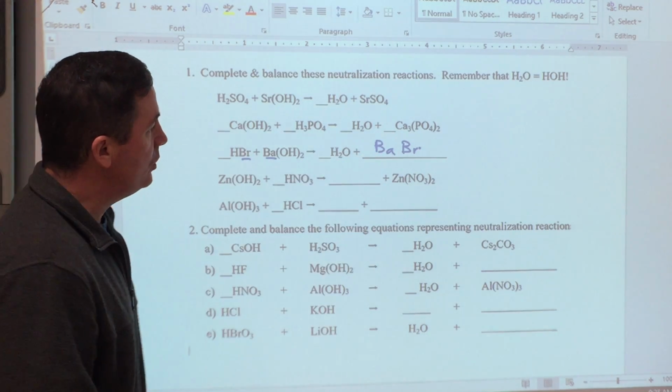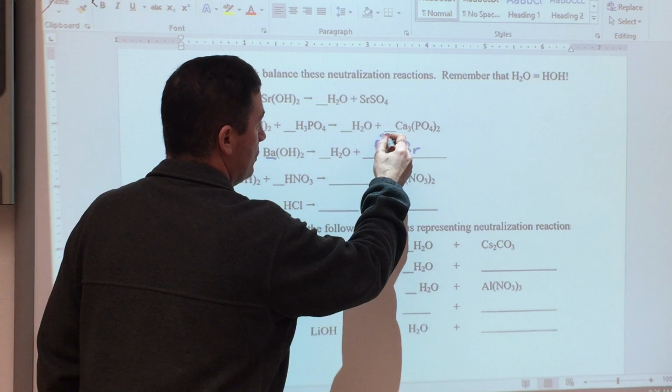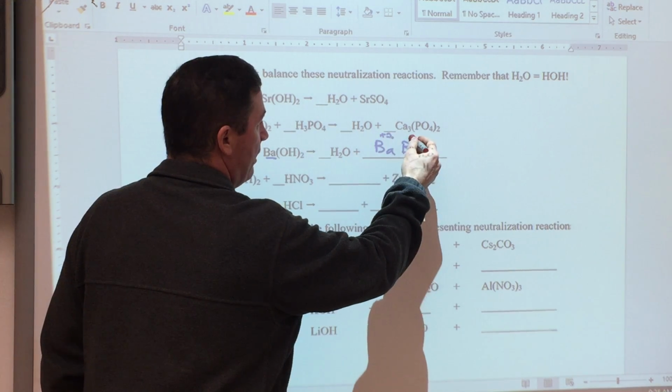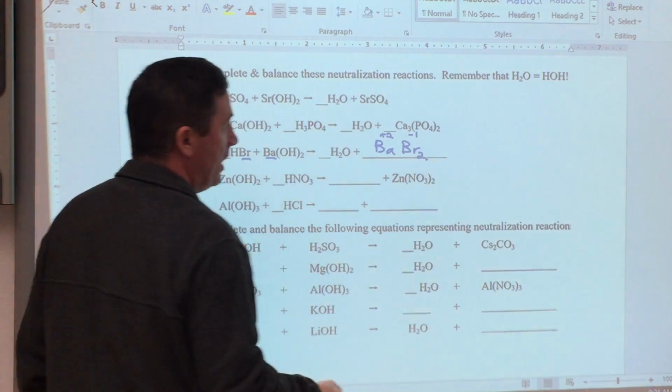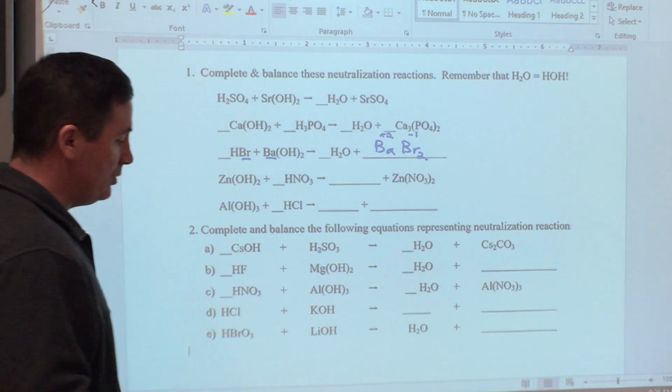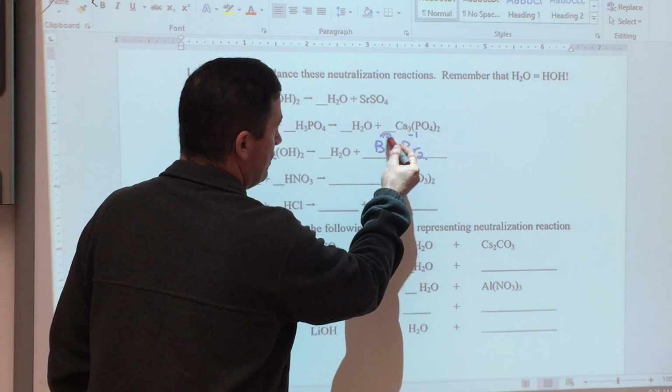Barium is in group 2, that gives it a positive 2. And bromine is a halogen, which has a -1. So we crisscross these, and barium bromide would be BaBr2. Remember that we wouldn't leave these up here.